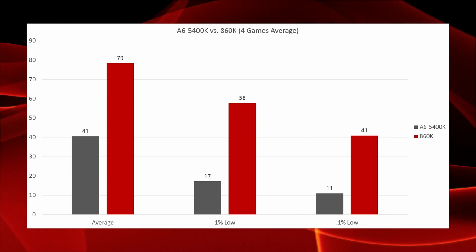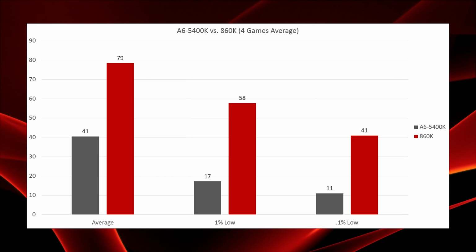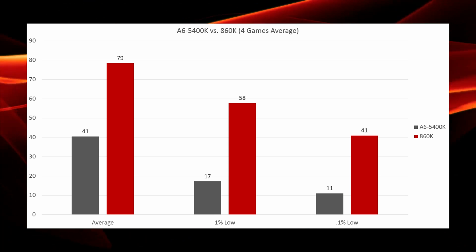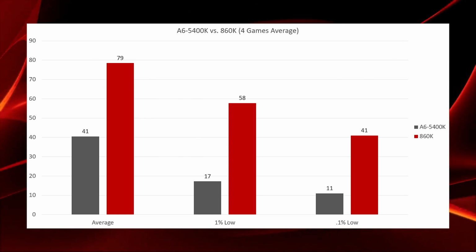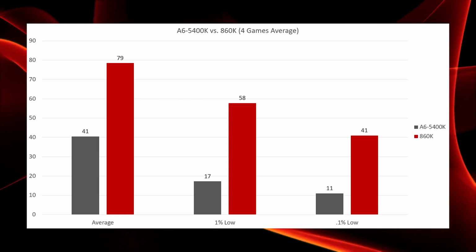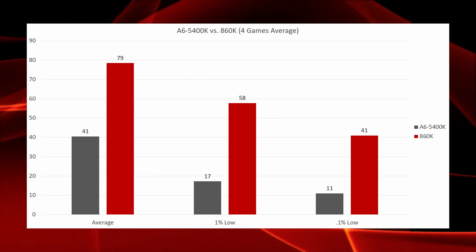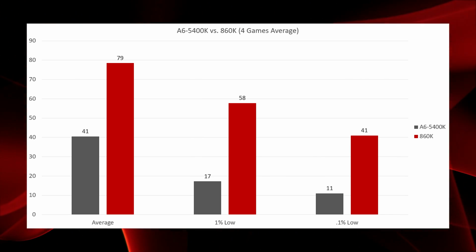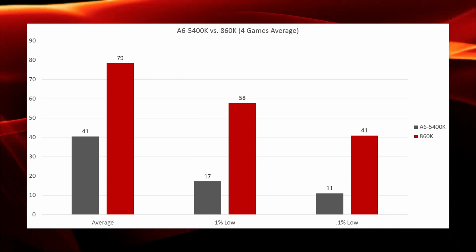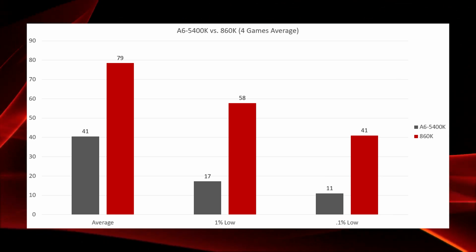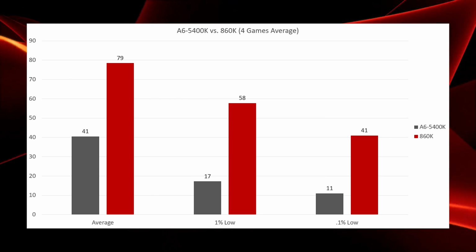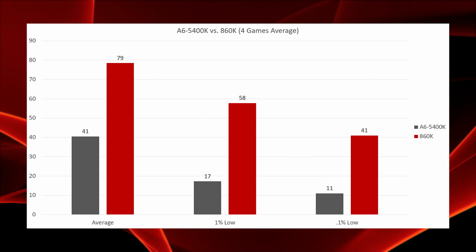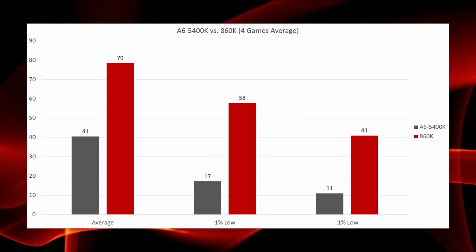Now, to take this a step further, we want to compare the 860K performance and how it averaged across the four games with the A6-5400K that we've already looked at. And of course, here we see the 860K dominate in every category. Not only does it nearly double up on the average FPS of the 5400K, but you really see the biggest difference in the 1% and 0.1% lows. The 860K was very playable across all the games I tested, whereas the 5400K was, especially in GTA 5, completely unplayable, and even in Skyrim, it was not a great experience while gaming.